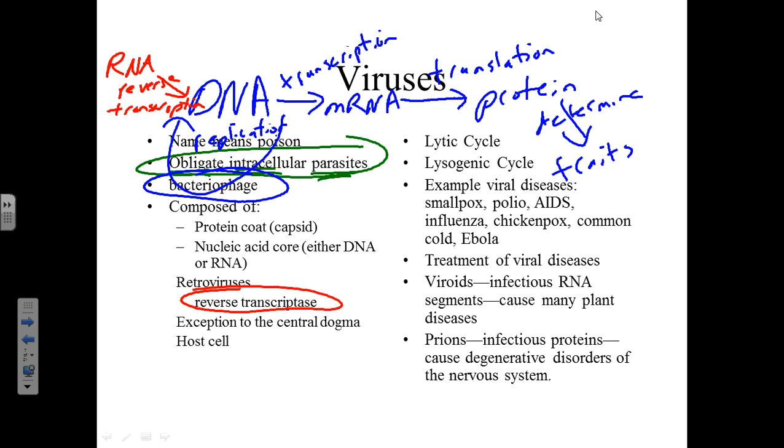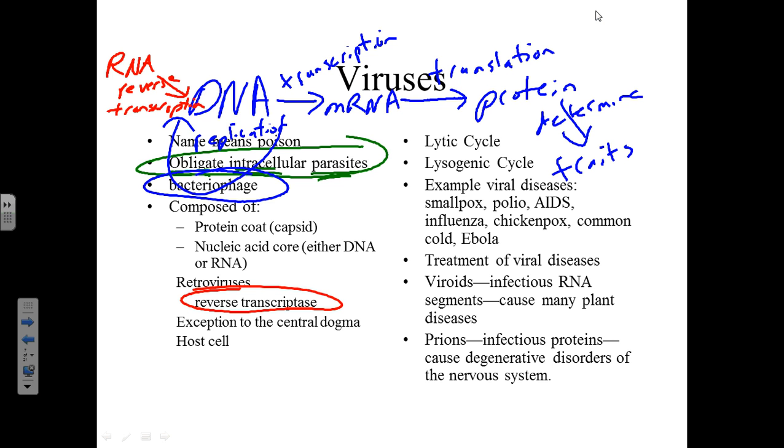Viral diseases are hard to treat. A couple of other things you should recognize terms for. There are these little virus-like particles called viroids. Literally, what does that word mean, viroid? If you put OID on the end of a word, what does it mean? It means like a virus. That's what viroid means. It's like a virus, but unlike a virus, it's only made of a little piece of RNA. There's no protein coat. There's nothing else. It's just a piece of RNA.